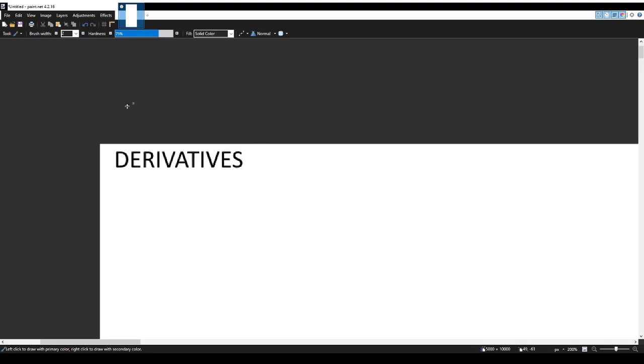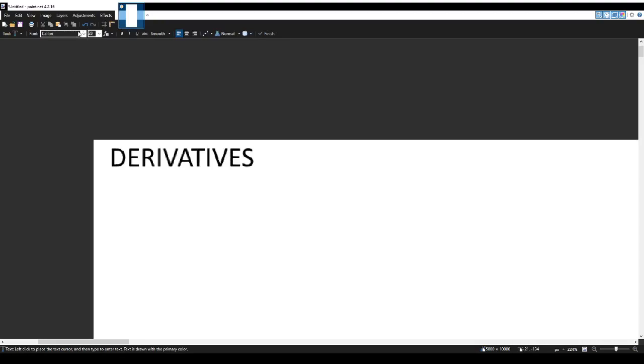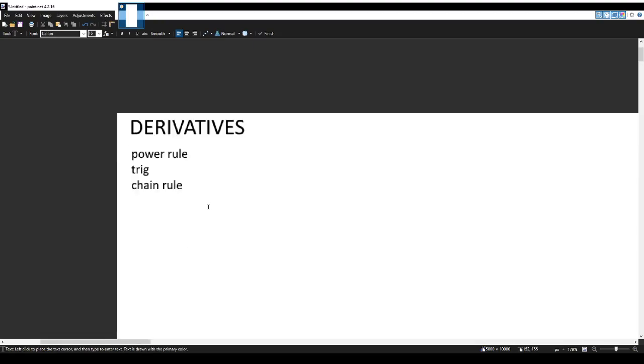So with that being said, today we're going to do the derivative basics. Things I want to cover today are the power rule, trig derivatives, and the chain rule. Okay, so first thing, the power rule.